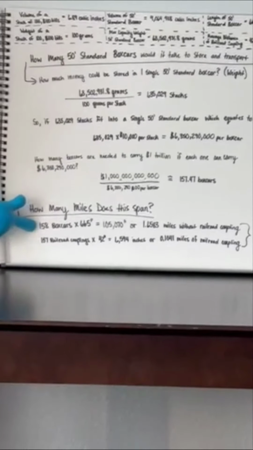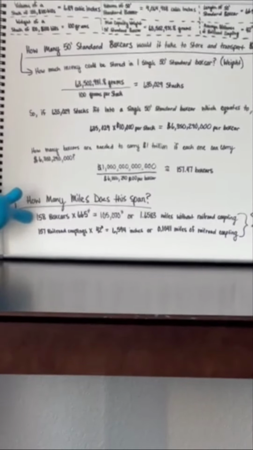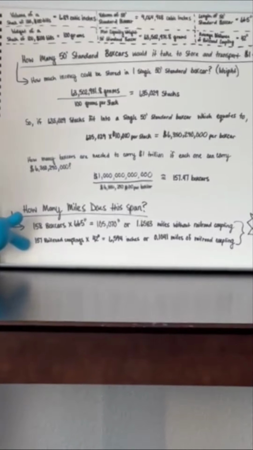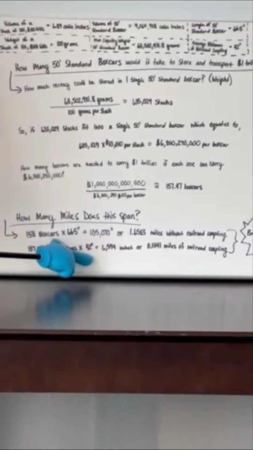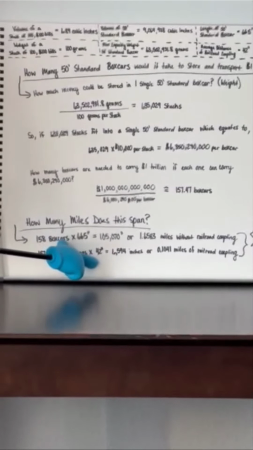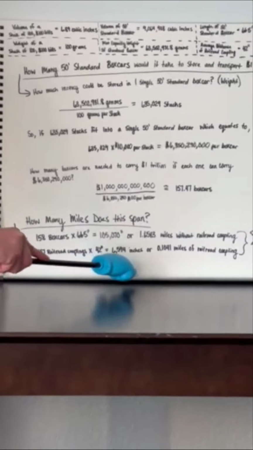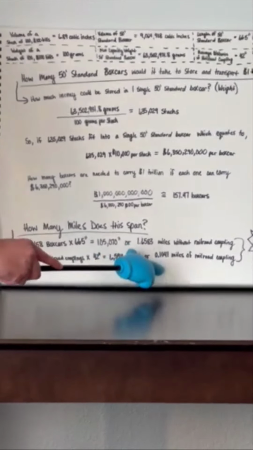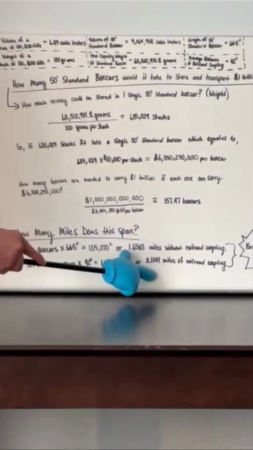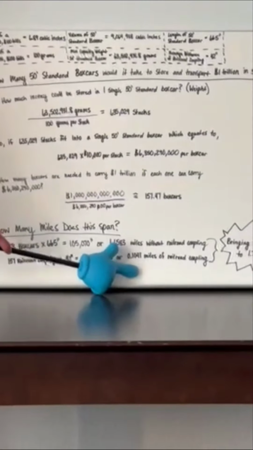Now, since we have 158 boxcars, that means we're going to need 157 railroad couplings, and we're going to multiply that by the average distance in between each one of those boxcars, which is 42 inches again. And that's going to give us 6,594 inches, or 0.1041 miles of railroad coupling.